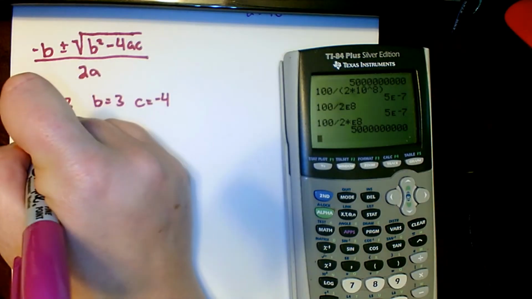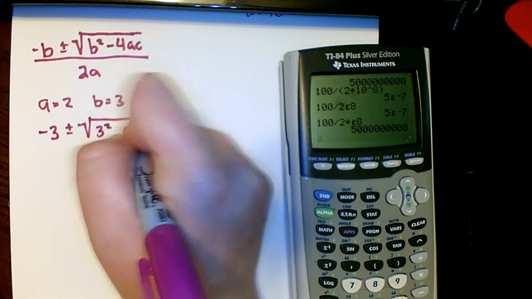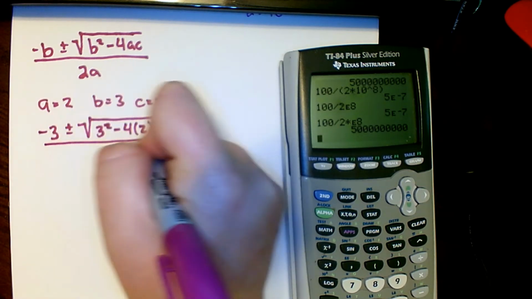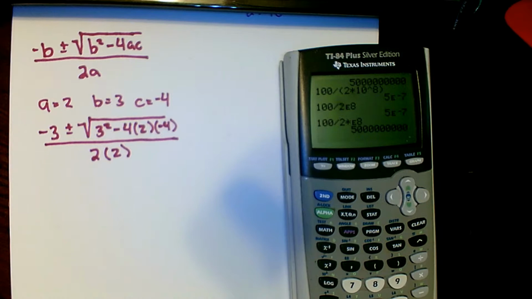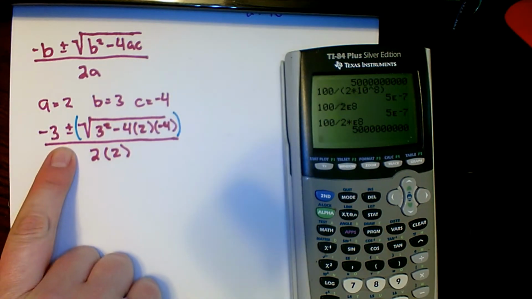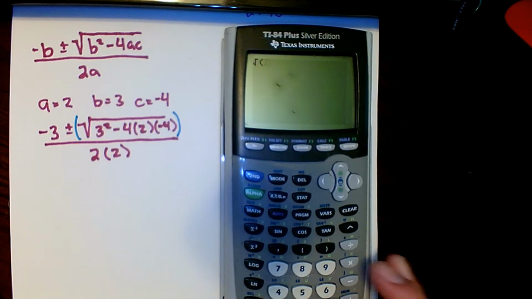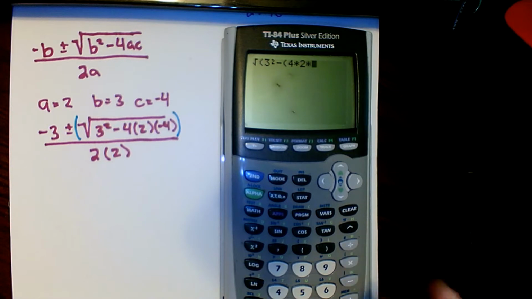So that gives us the opposite of 3 plus or minus the square root of 3 squared minus 4 times 2 times negative 4 all over 2 times 2. All right, this is a pain if you're going to have to do it twice. So here's what I'm going to show you. We are going to group together this part here because we're going to need to use that twice in the plus or minus section. So what I'm going to do is type all that into my calculator. The square root of 3 squared minus, I'm going to put this in parentheses, 4 times 2 times negative 4. All right, that is all of that right there.